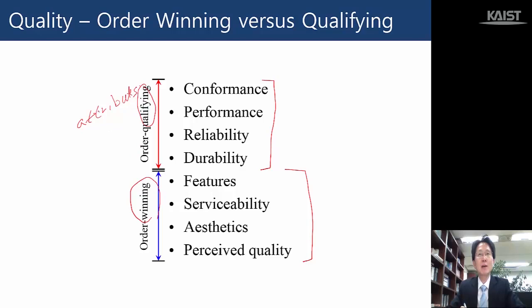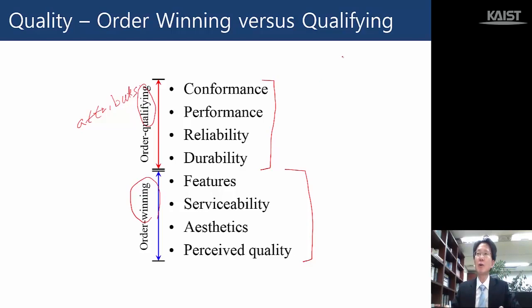Order qualifying implies that if you want to place your product or service in the market, you gotta satisfy the minimum requirements. You gotta have products and services that satisfy these minimum requirements, minimum characteristics, or minimum level expected by the market, expected by the customer.